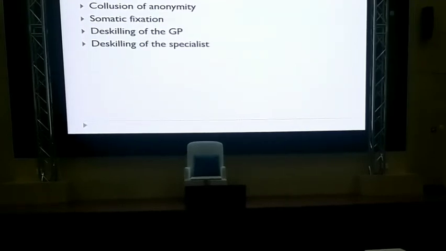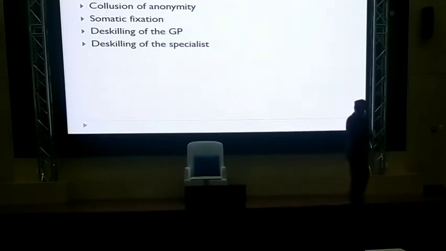Over or under referrals, incorrect labeling, collusion of anatomies, that means that you are not referring the patient because this patient is actually giving you revenue, and you do not want this patient to go away from your specialty. So these kinds of things could also restrict you from referring. Somatic fixations, de-skilling of the GP.